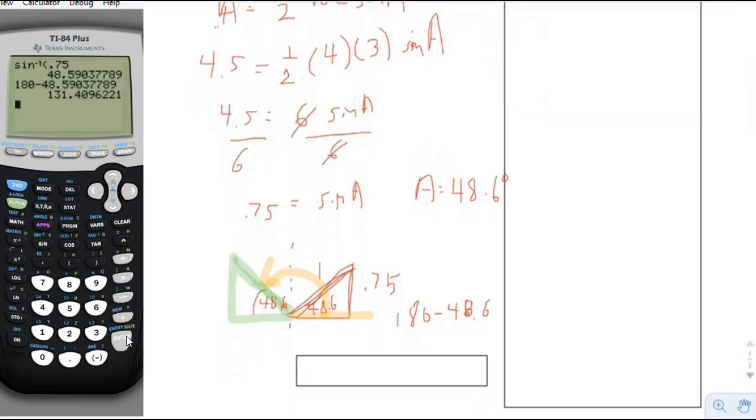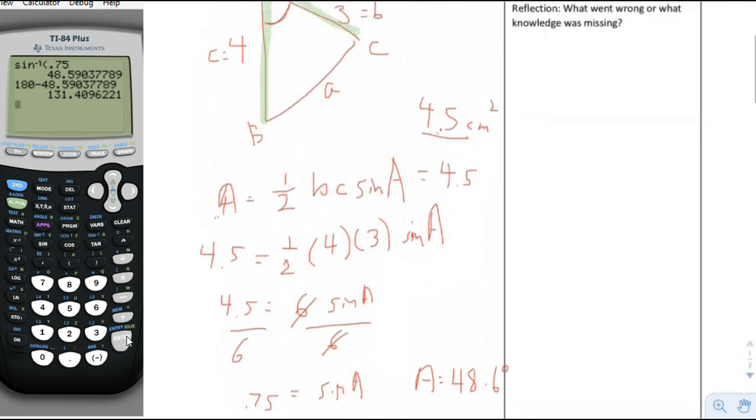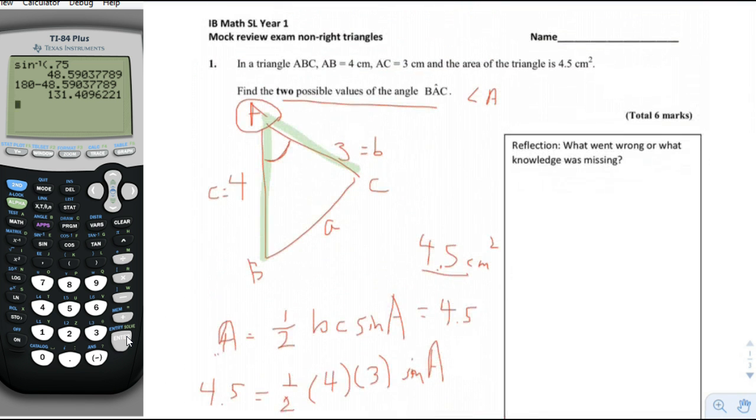And the answer is 131. So the two answers are 48.6 degrees or 131 degrees. Those are the two angles which, for these side measures, will give you a triangle that is 4.5 centimeters squared.